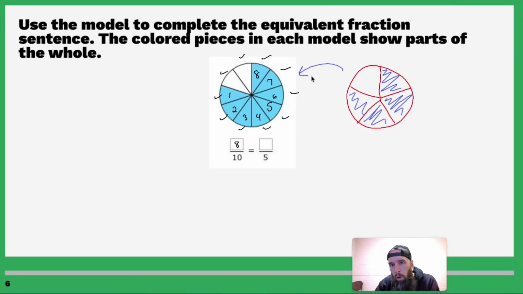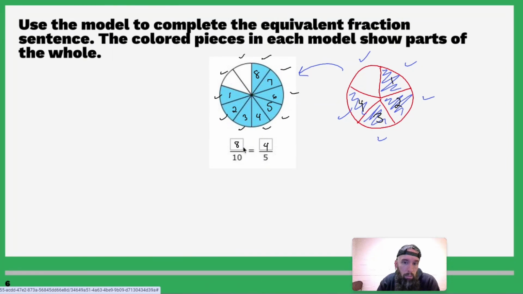This picture looks an awful lot like that picture, doesn't it? It's just this doesn't have as many slices. This only has 5 slices: 1, 2, 3, 4, 5, where 1, 2, 3, 4 of them are colored in. So 8 out of 10 and 4 out of 5 are the same thing.